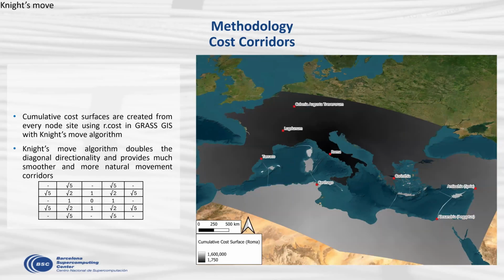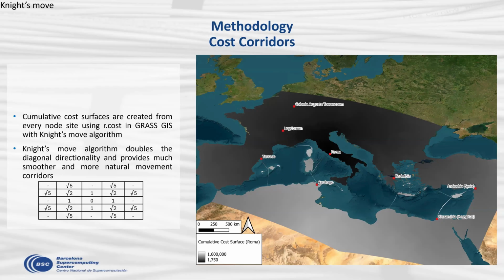So what we do is build a cumulative cost surface from each of the node sites. We have the cost surface that you saw, and the algorithm just accumulates the cost as you move away from the node site. This is from Rome, and you can see as you get further away, the cost increases. So it's a fairly simple approach.